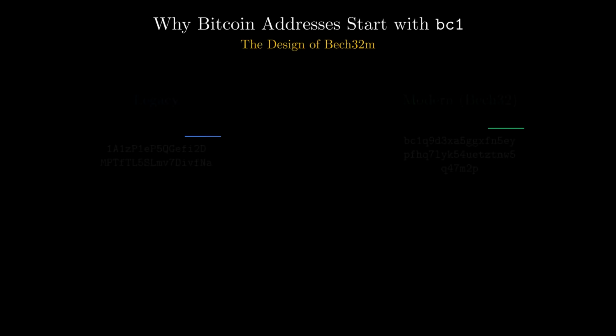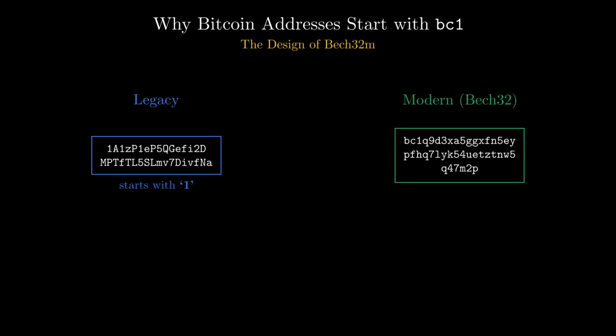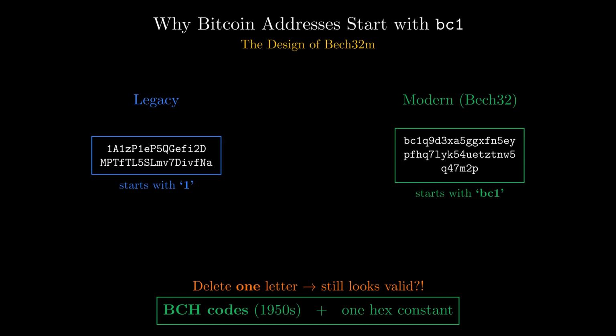Here are two Bitcoin addresses. On the left, a legacy address starting with 1. On the right, a modern address starting with bc1. Bitcoin redesigned its address format from scratch in 2017. And for some of these new addresses, deleting a single letter still produces a valid-looking result. The answer involves a 1950s error-correcting code and one hexadecimal constant.